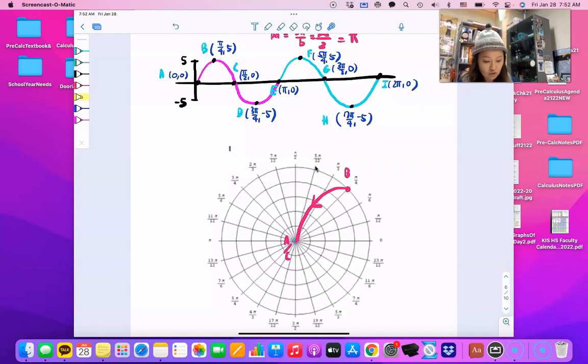D, right? Let's go to D. 3 pi over 4. 3 pi over 4 is here, right? I went 3 pi over 4, but it's -5. So back it up. Back it up. So it's going to be here. What the heck? All right, so let's just continue.